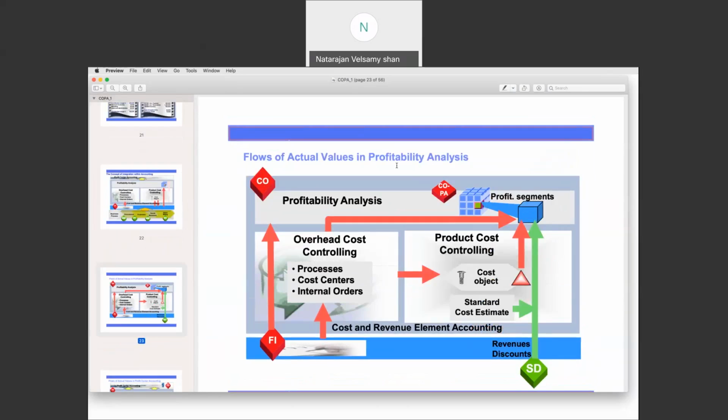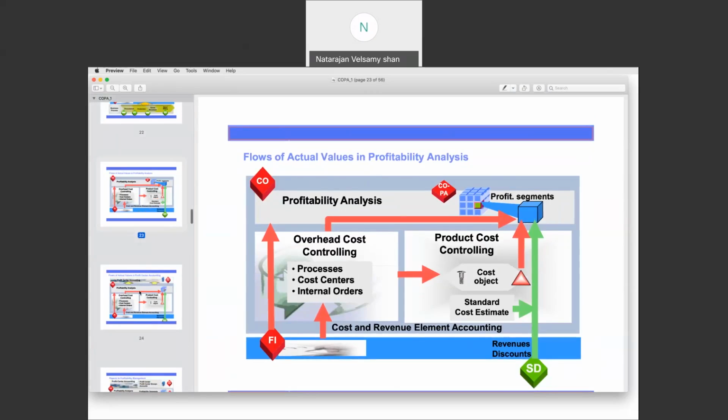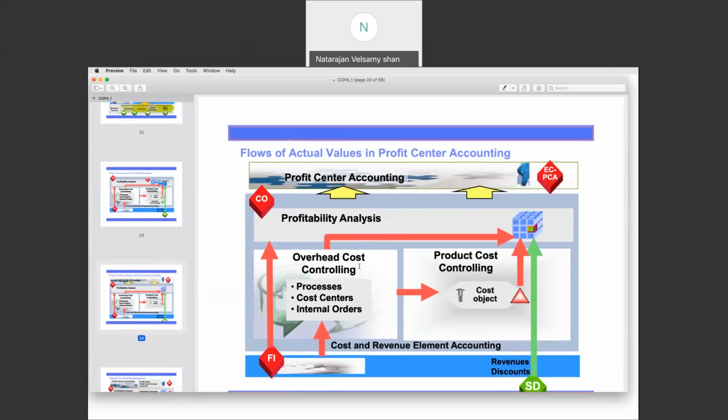So, the flow of actual values in profit analysis. From FI, there is a direct flow, and from SD, there is a direct flow. When you have the revenue, there is a direct flow. Then whatever is accounted, whatever is transferred to the cost from the FI, we transfer to the product costing. Then it will be settled to the COPA. A certain cost which is not going to the production will go directly to the COPA. This way, all the cost will flow into the profitability analysis.